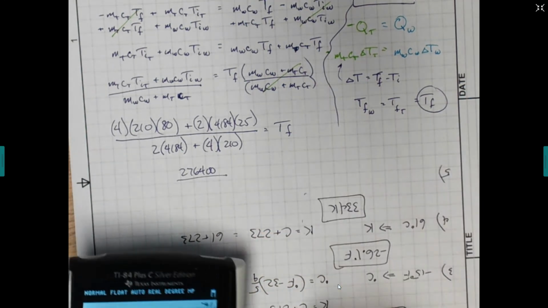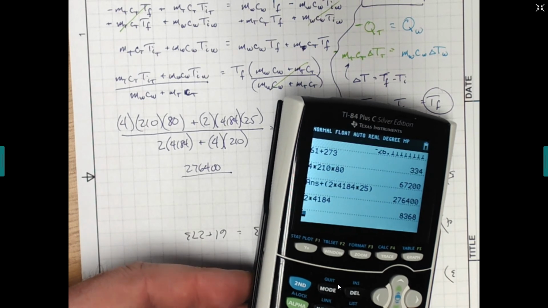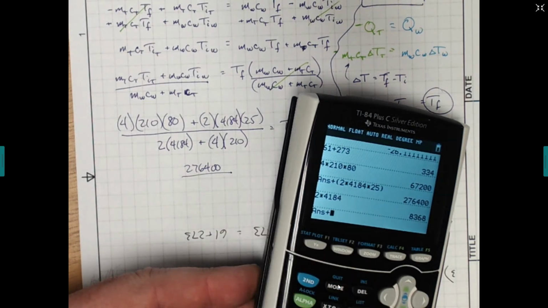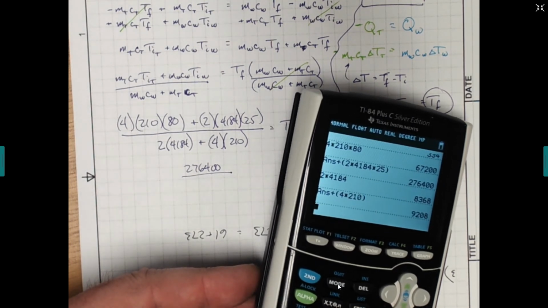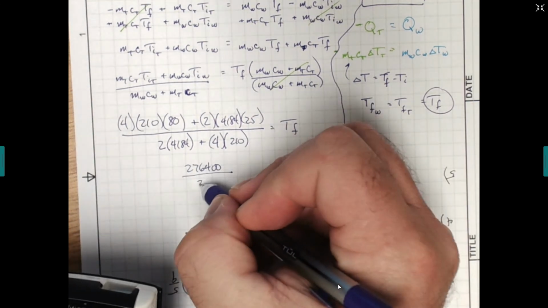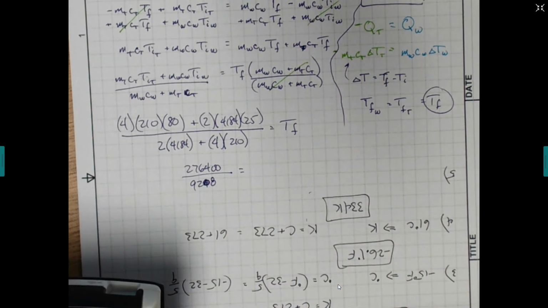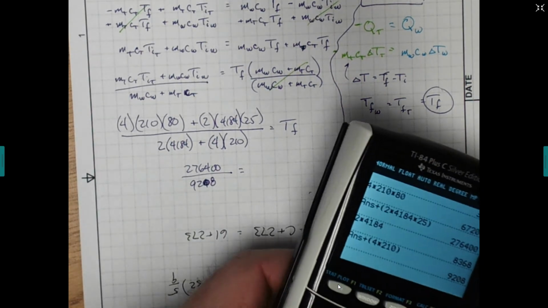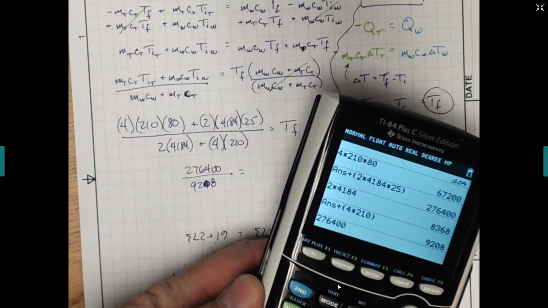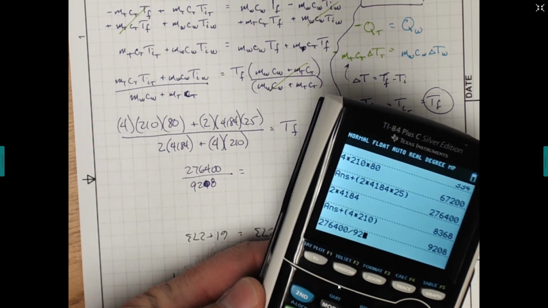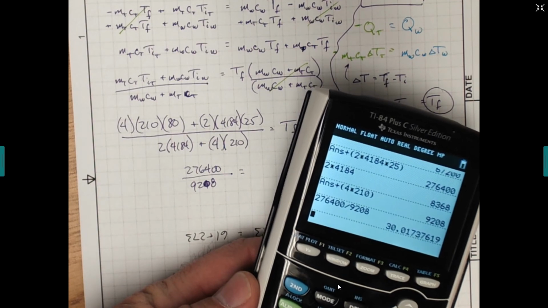And then on the bottom, I'm going to get 2 times 4184, and I'm going to add that to 4 times 210. 4 times 210, and I'm going to get 9208. And that's what's going to be here on the bottom. Oops, dyslexia stuff kicking in there. And then I'm just going to do this division, and then I should be all done. So I'm going to have 276,400 divided by 9208, and I get 30.02.